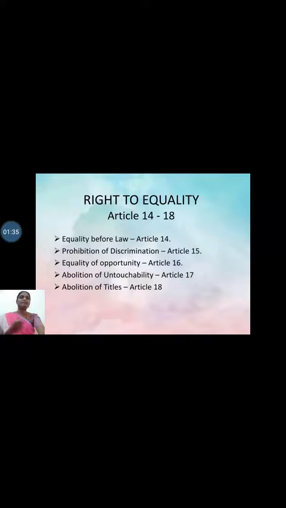Okay, Article 17, abolition of untouchability. The term untouchability is not a main issue in the current scenario, but it was a very major issue in the beginning period of independence. Okay, the next, see Article 18, abolition of titles. It prohibits the state from conferring titles on anybody, whether they are citizens or non-citizens. Okay, these are the basic right to equality.